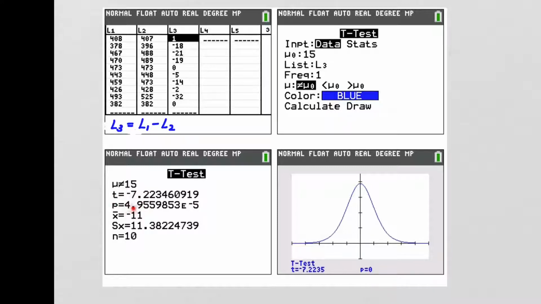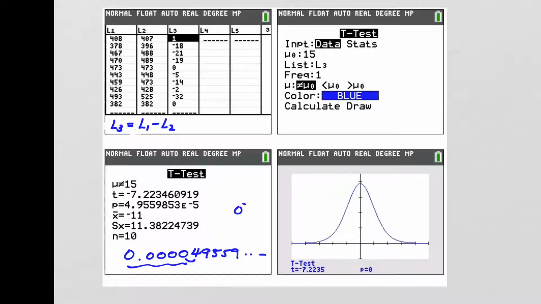But if you do choose calculate, you see the p-value. It is, let's see, 0.0000495, and I don't really need all of this, right? Because our p-value we're going to round to 4 places, and so the 4 doesn't round up the 0, so we just call it 0.